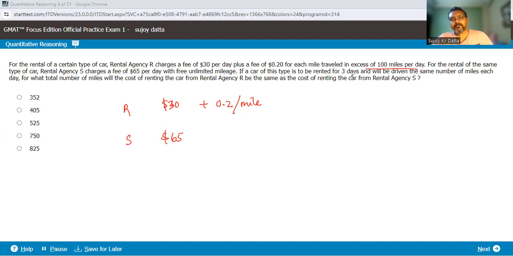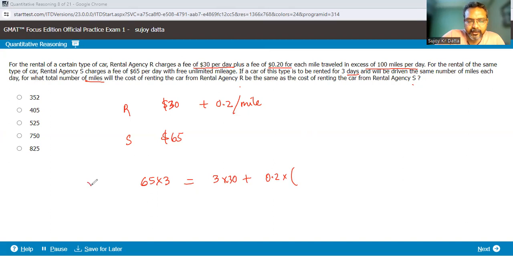If a car of this type is to be rented for 3 days, and will be given the same number of miles each day, for what number of miles will the cost of renting from R be the same as that of S? So for 3 days, S would cost this. And for R, the cost would be $30 per day. So for 3 days, it would be 3 times 30 plus 20 cents fee for each mile traveled. So if I assume M miles.